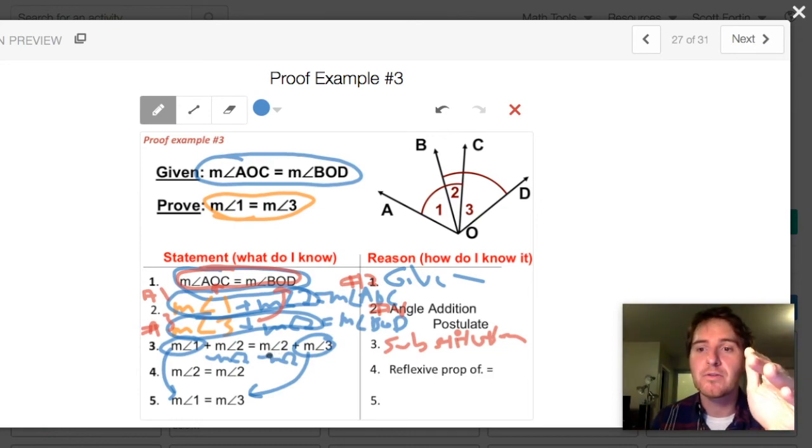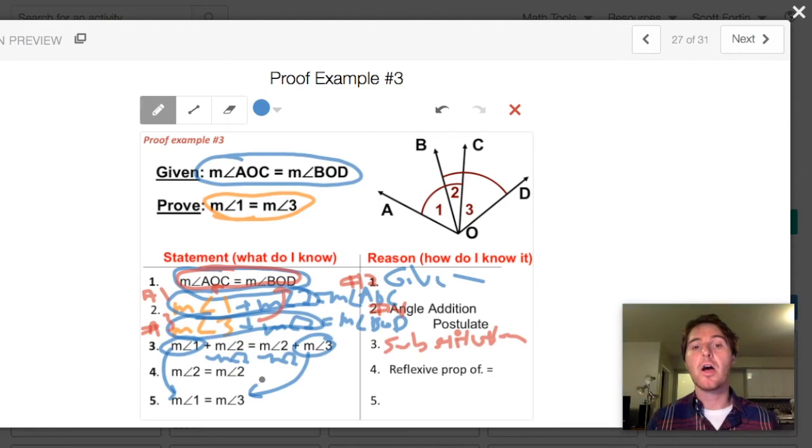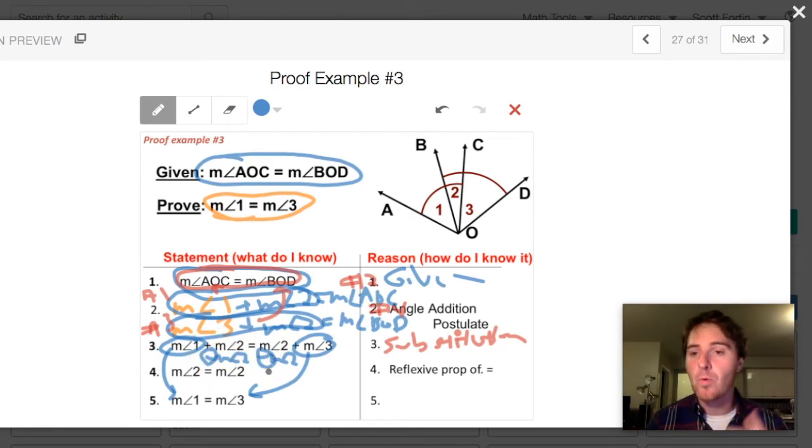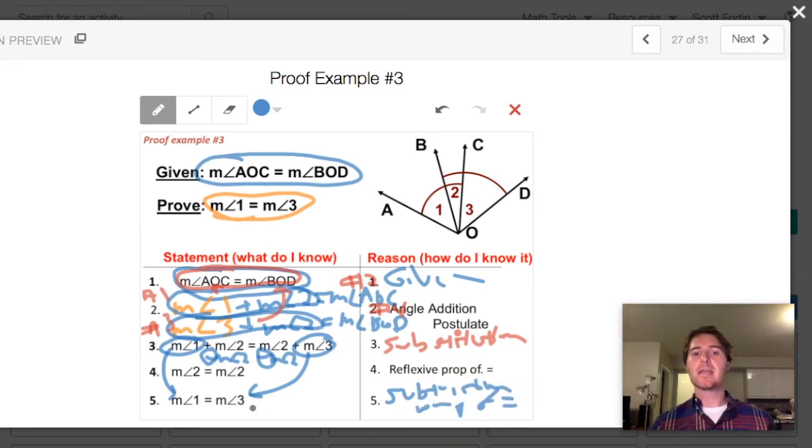So remember, measure of angle 2 is a number, right? It's an angle measurement. It's somewhere between 0 and 180. It's a real number. So we're just subtracting two equal numbers, the same thing, from both sides of an equation. If we're subtracting one thing and we're subtracting the same thing or an equal thing from the other side of the equation, the reason we're allowed to do this is we have a rule called the subtraction property of equality, okay? And that's how we're going to get to our final answer.